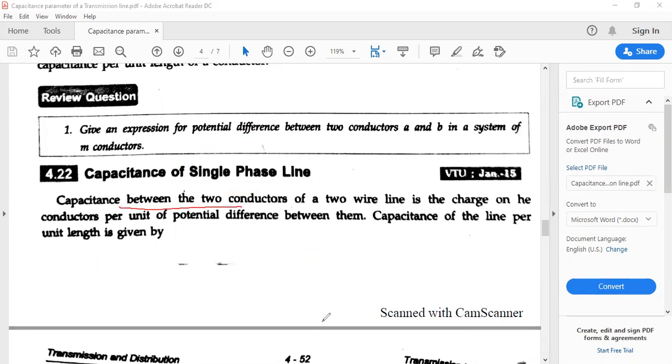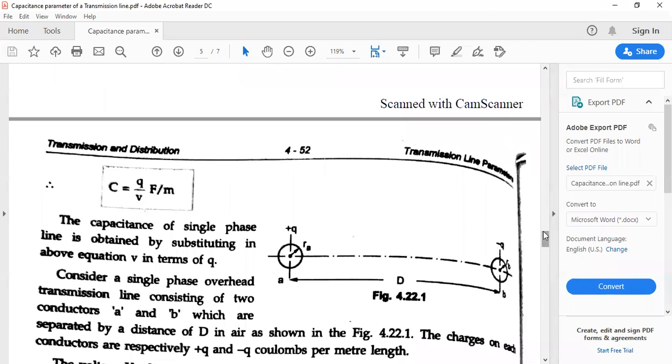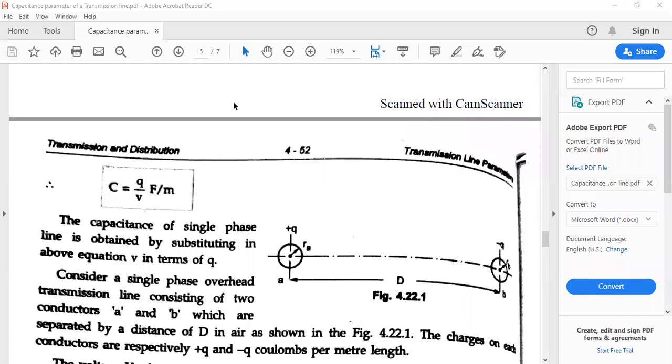I need to find out the capacitance of two conductors of a two-wire line. It is the charge on the conductors per unit of the potential difference between them, and the capacitance of the line per unit length is given by C equals Q divided by V. So C equals Q divided by V, and that is farad per meter. So per meter length of the line is to be considered.